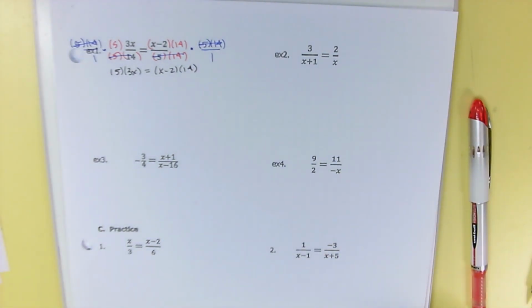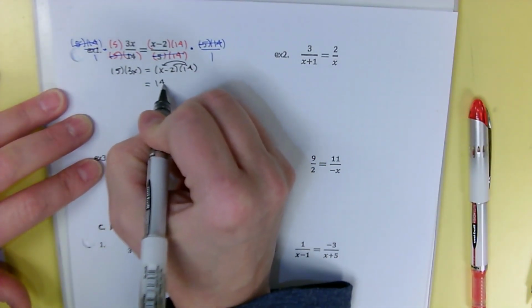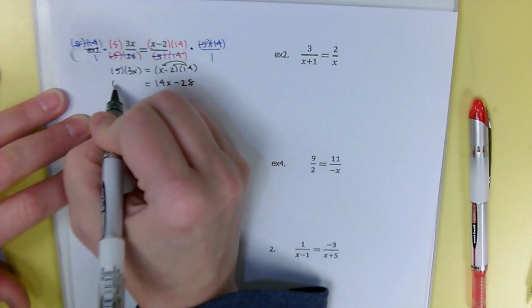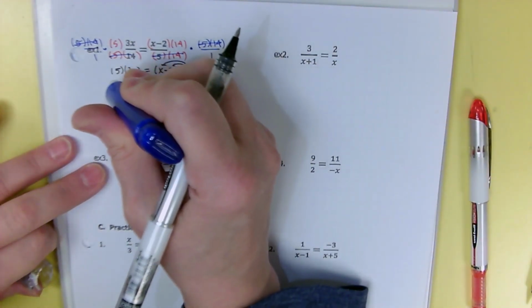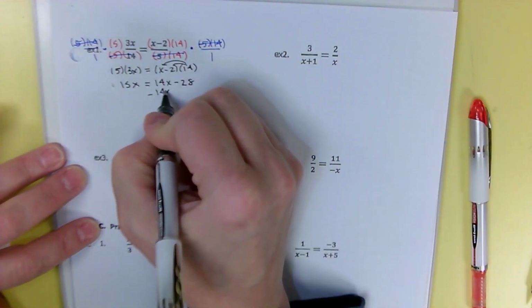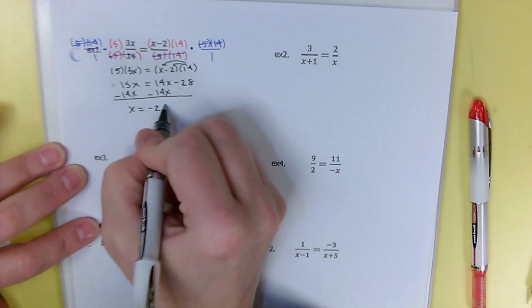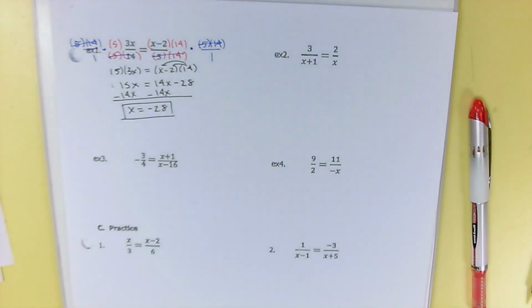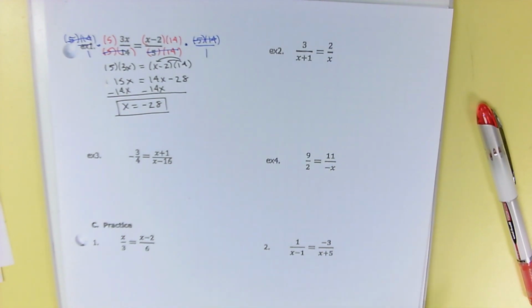All right, so to solve for x, we need to simplify. So I'm going to backwards distribute the 14. That gives me 14x minus 28. And then 5 times 3 is 15x. So this is basic algebra 1 solving. So we're going to subtract 14x over to the left, and we get x equals negative 28. You might have known that technique as clearing fractions, getting a common denominator and clearing fractions when you solve.